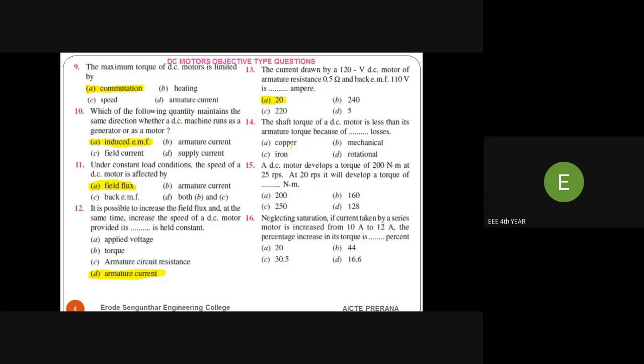Copper losses depend upon the current. Mechanical losses are the combined losses of friction and rotation. Iron losses relate only to the iron. The shaft torque and the armature torque are related to rotation. Torque means a turning or twisting moment of force. So the correct answer is option D, rotational losses.